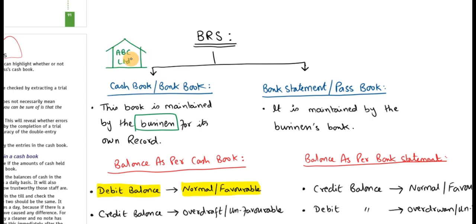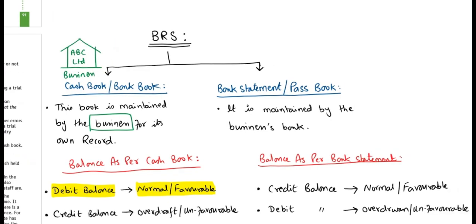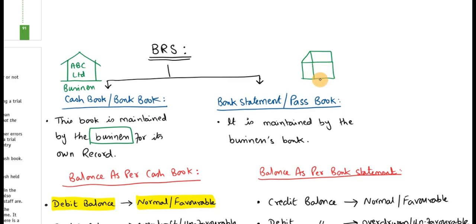ABC Limited is the business. Here is the business, and here is the business bank account. So you can say, make a design of a bank. I don't know. Oh, it's very weird looking. It's not nice. So assume this is the business bank account. The business bank name is Dubai Islamic Bank.